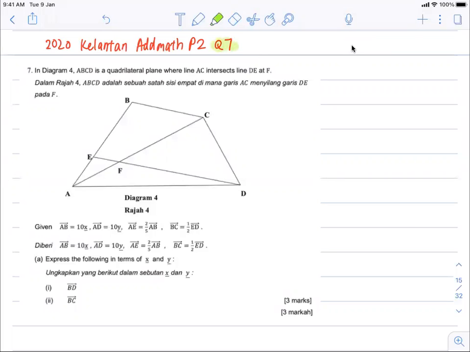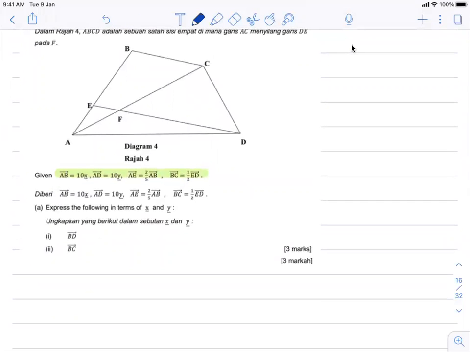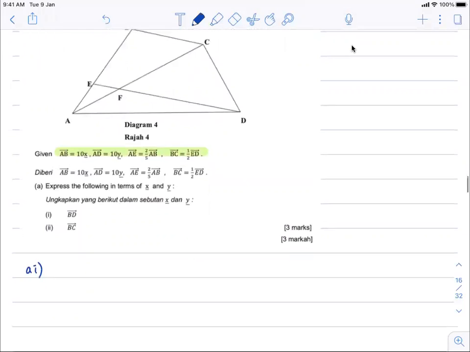This question gives us a quadrilateral plane, and also gives us some vector values over here. Let us jump straight into question A1, which asks us to find BD. To find BD, we need the vectors which have B and D. So we can choose AB because AB consists of B, and we can also choose AD because AD consists of D. So we have both B and D.